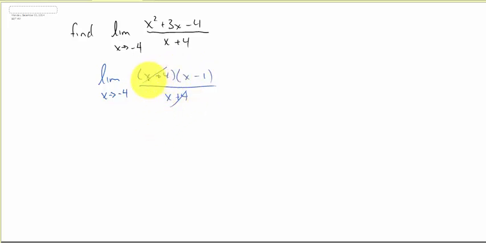So just a quick question, what do we have at x equals negative 4? A hole in the graph. So this is equivalent to taking the limit as x goes to negative 4 of x minus 1, and that we can do direct substitution with. Our limit is equal to negative 5.